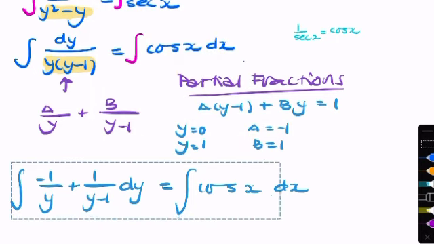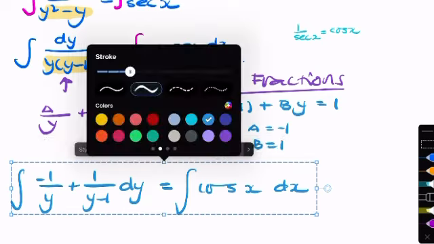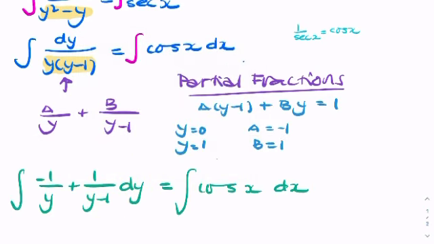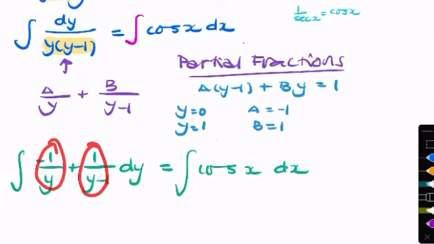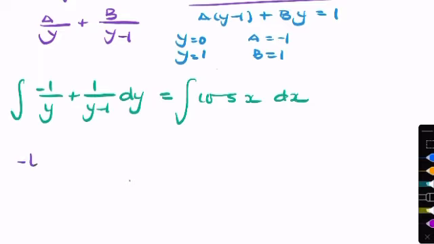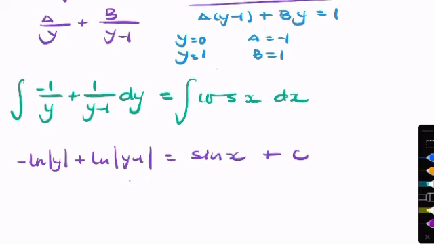Now we know how to integrate all of that. It's ready for integration. So that we can integrate, that we can integrate, that we can integrate. So that's minus natural log y plus natural log y minus 1 equals sine x plus constant. So that's your general solution.